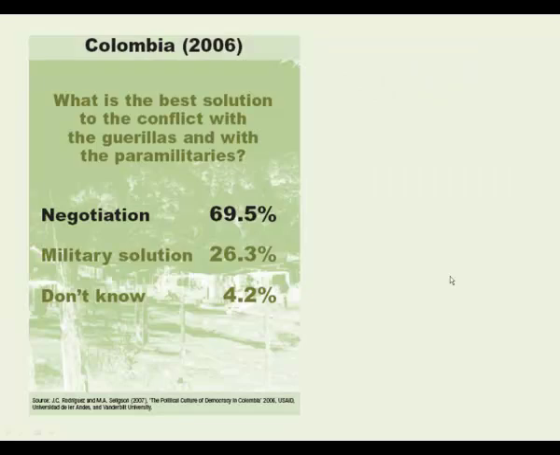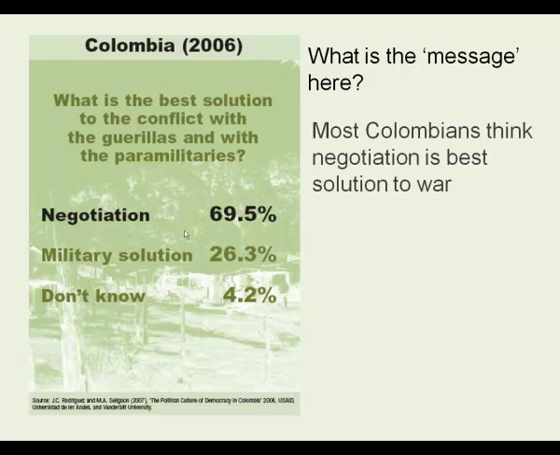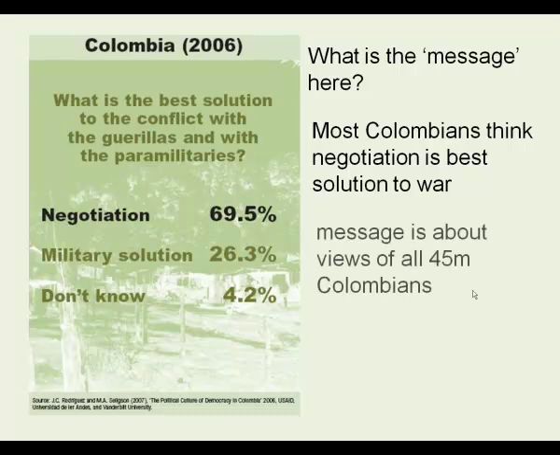Next one, from Colombia. The message here is that negotiation is the best solution. Most Colombians think that negotiation is the best solution to war. Who's it apply to? Well, it's about the views of all Colombians, 45 million people. We might possibly finesse it and say it's about the views of all adult Colombians, whatever that is, 20-something million people.